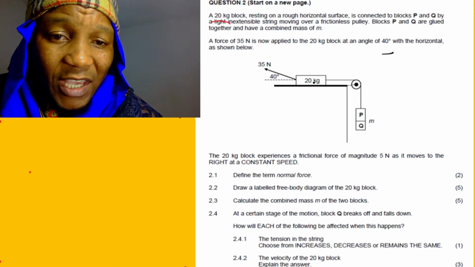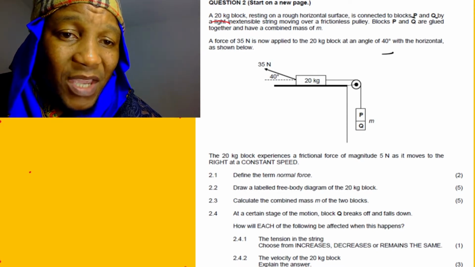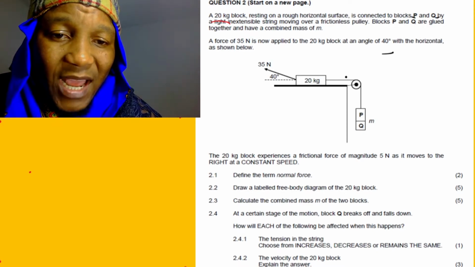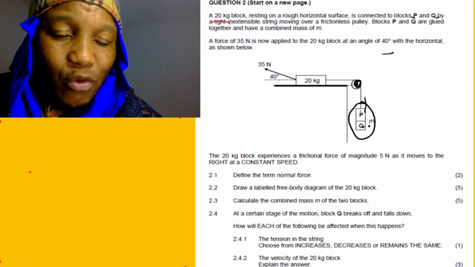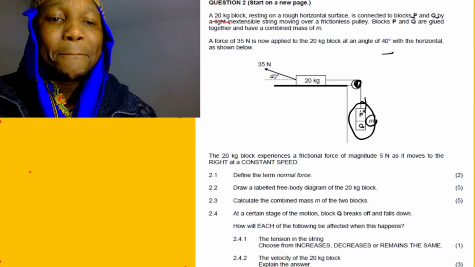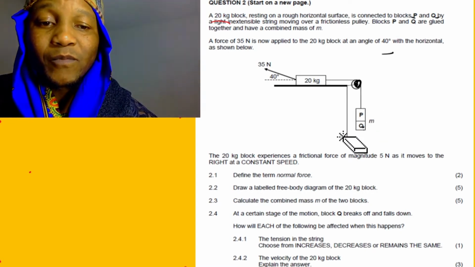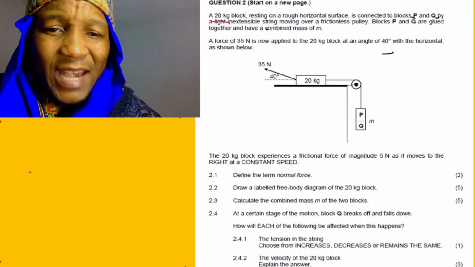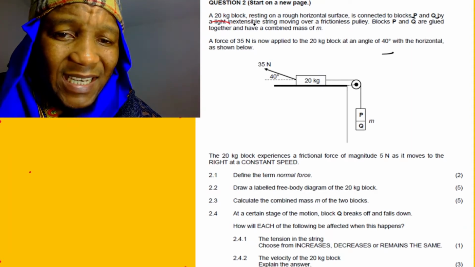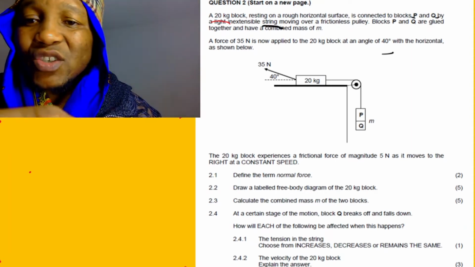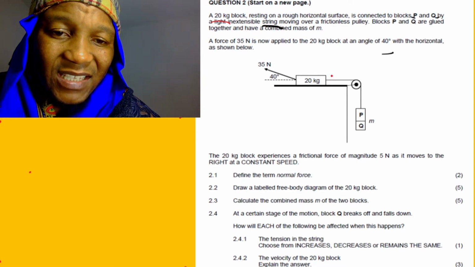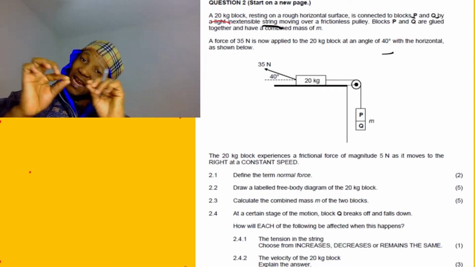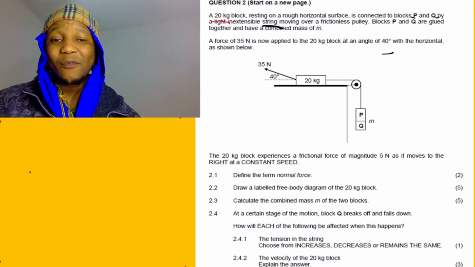So our block is 20 kilogram and it's connected to the blocks P and Q. Here we have a pulley, so it's all connected to the blocks P and Q, but all these together, they call M. Now they say we have a light inextensible string. This string is inextensible, very thin, like weightless, meaning it does not have a weight.